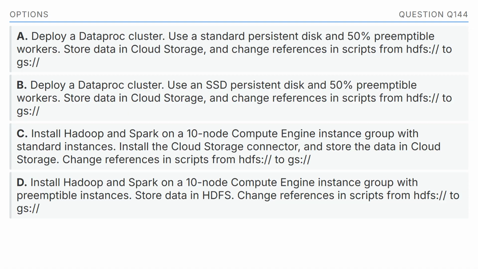Option C, install Hadoop and Spark on a 10-node Compute Engine instance group with standard instances. Install the Cloud Storage connector and store the data in Cloud Storage. Change references and scripts from hdfs:// to gs://. Option D, install Hadoop and Spark on a 10-node Compute Engine instance group with preemptible instances. Store data in HDFS. Change references and scripts from hdfs:// to gs://.